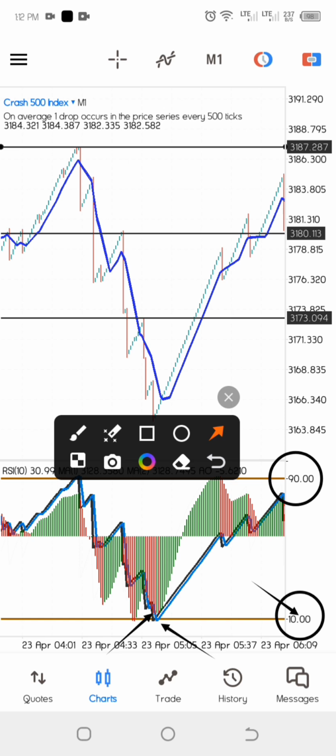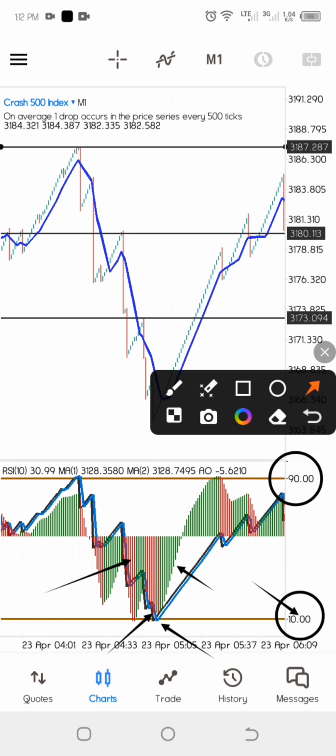Now after this crossover, the next thing you want to see is the Awesome Oscillator changing from this red right here to green. It has to change from red to green. Now the volume also needs to change from red to green.